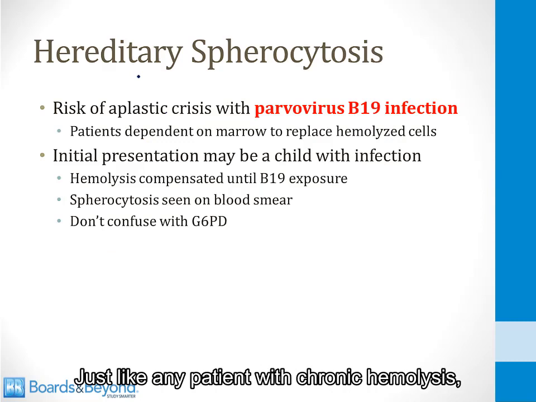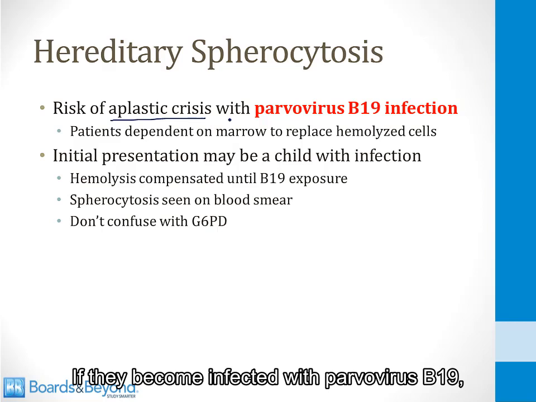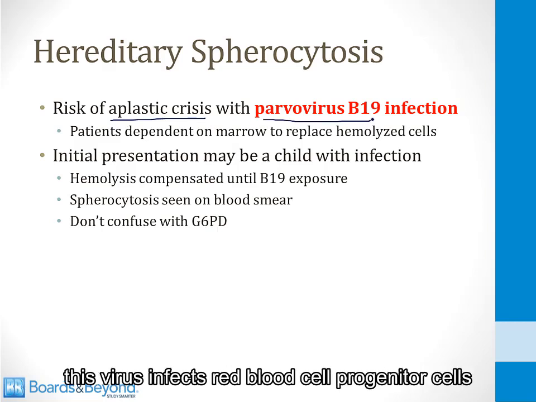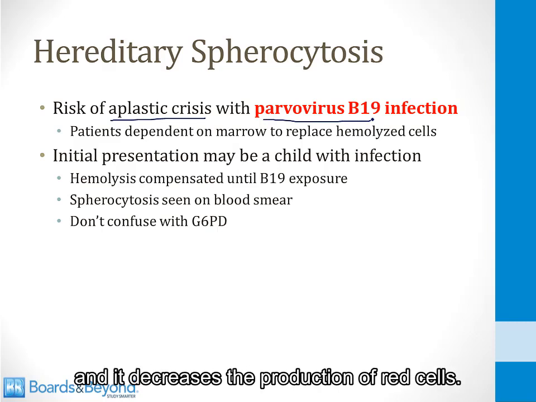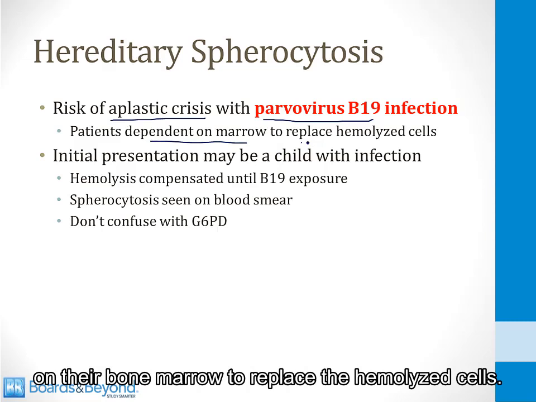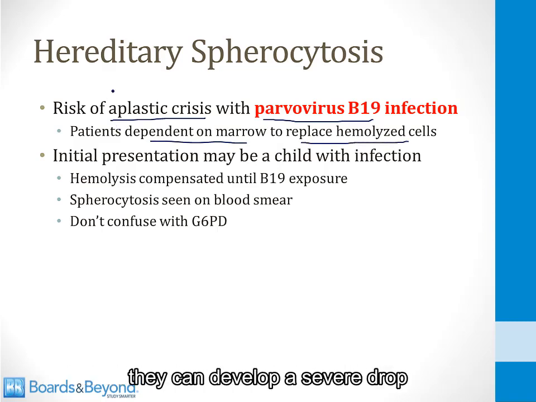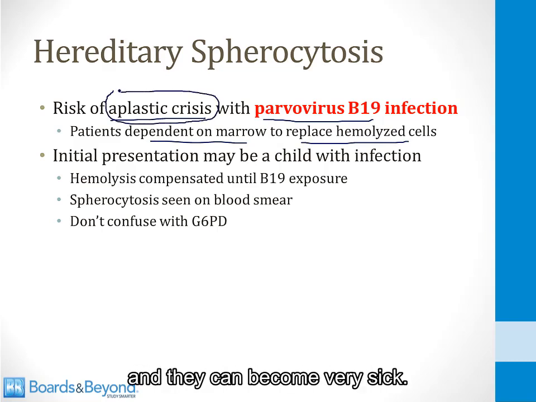Just like any patient with chronic hemolysis, these patients are at risk of aplastic crisis if they become infected with parvovirus B19. This virus infects red blood cell progenitor cells, and it decreases the production of red cells. And patients with spherocytosis are dependent on their bone marrow to replace the hemolyzed cells. So if they become infected with this virus, they can develop a severe drop in their red blood cell count that's called an aplastic crisis, and they can become very sick.